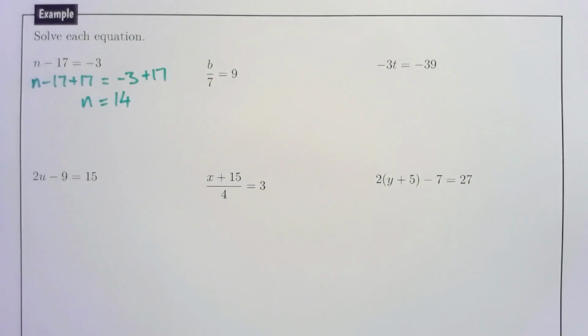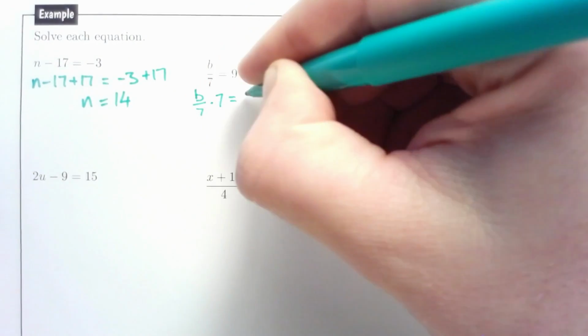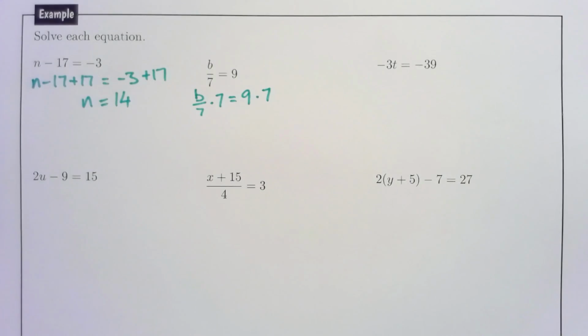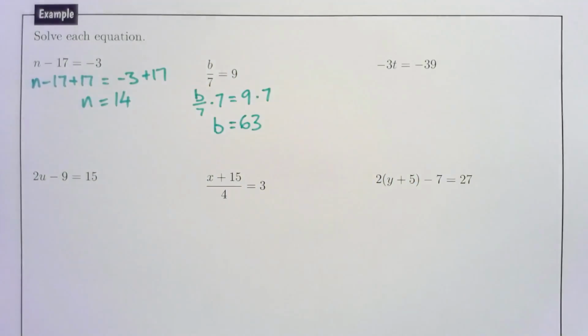b divided by 7 equals 9. The inverse of dividing by 7 is multiplying by 7. So if we do this to both sides of the equation, we get the solution b equals 63.